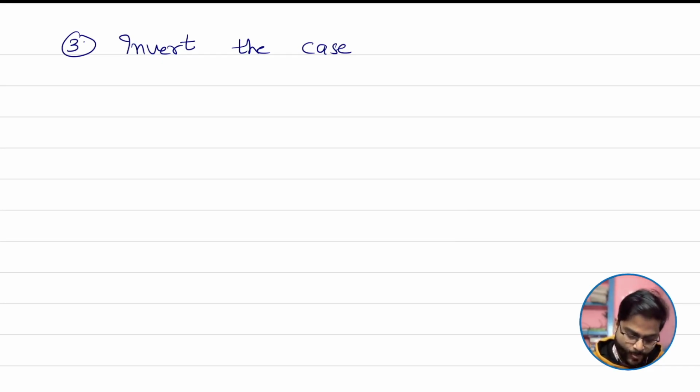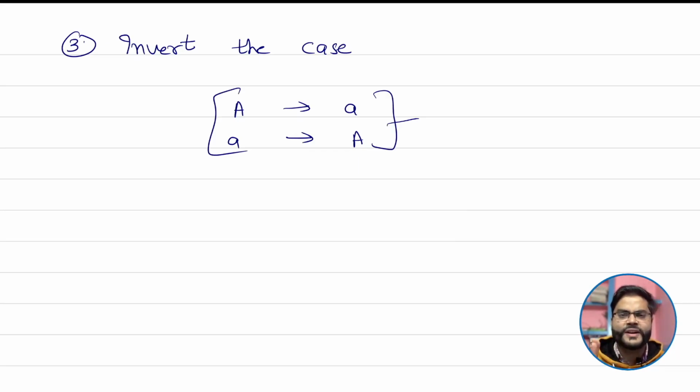Now in this problem, we are just converting uppercase to lowercase or lowercase to uppercase. Let's say we are given capital A, and we will convert it to small a, or if we are given small a, we will convert it to capital A. At first we don't know whether the character is uppercase or lowercase. Let's say you are taking a user input and you don't know whether it is uppercase or lowercase, but you want to invert the case. So how can we do this?